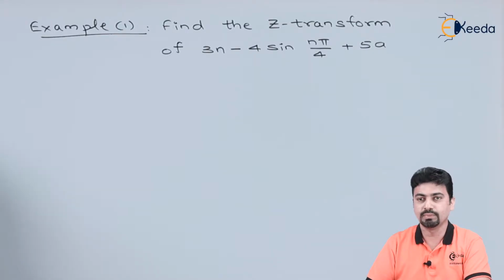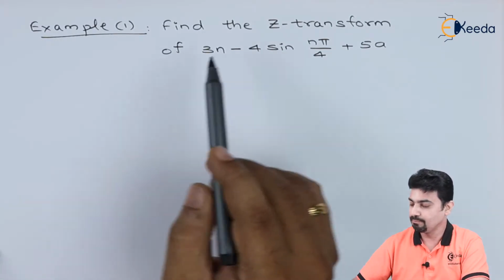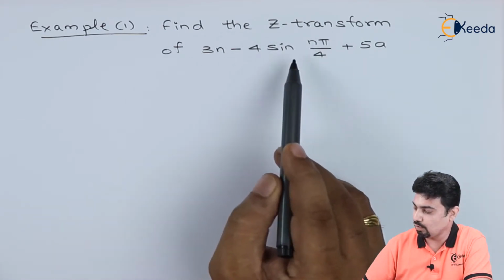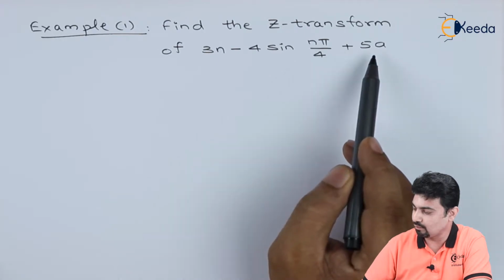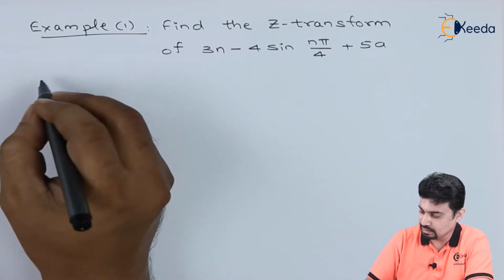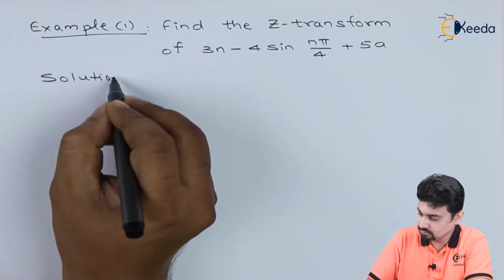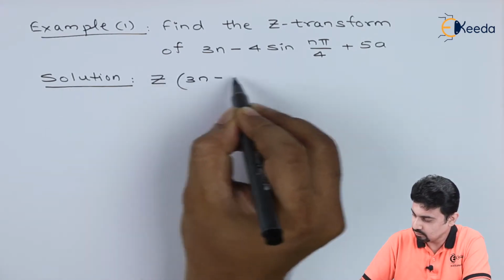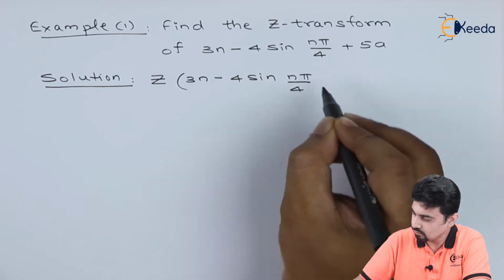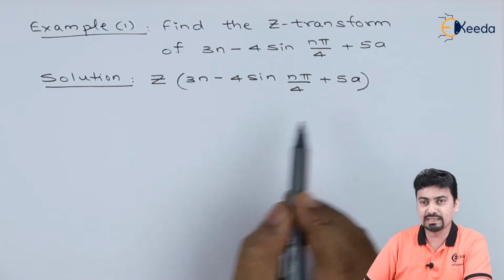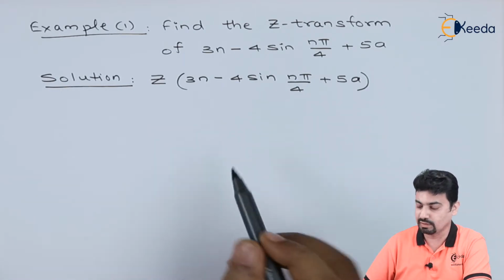Let us take the first example to see how we apply Z transforms to functions. The question is, find the Z transform of 3n minus 4 sine of n pi by 4 plus 5a. So we have to find Z transform of this given function. Let us start the solution. We have to find Z transform of this function. Let us apply Z transform to each of these three functions.